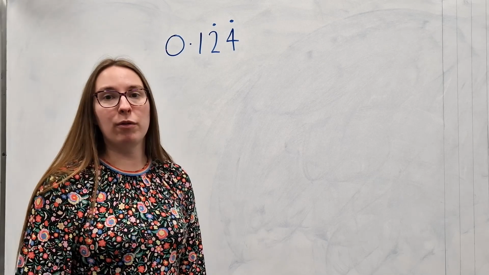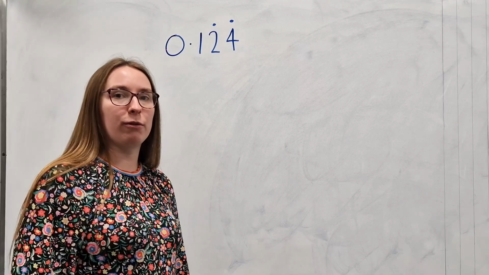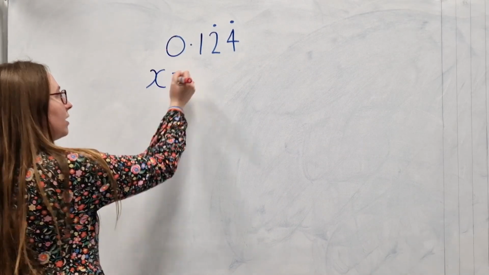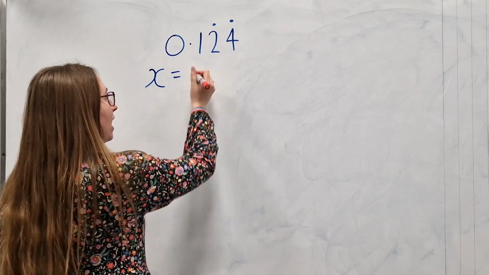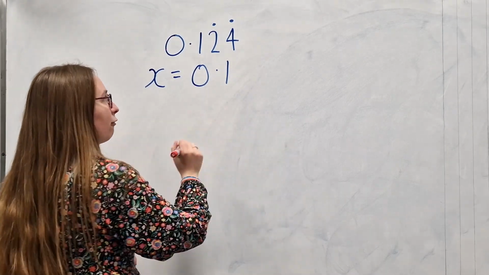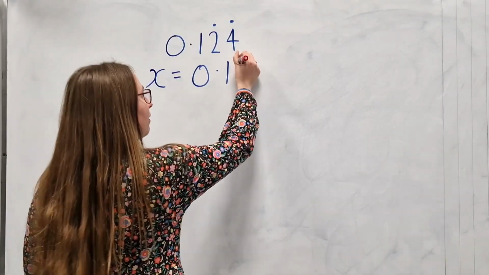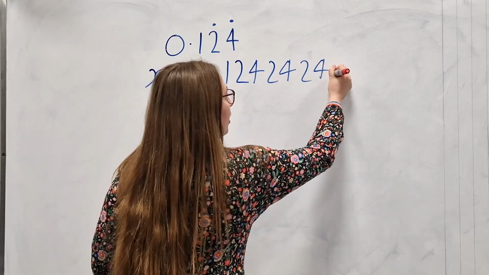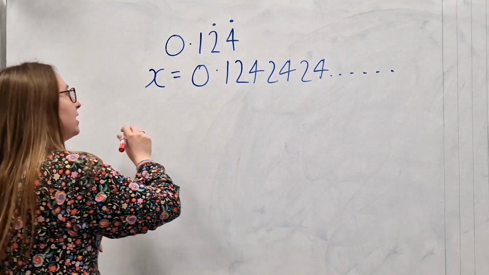So in this question, we want to convert a recurring decimal into a fraction. First off, I'm going to set my recurring decimal equal to x. I'm going to write it out fully. So 2.4 recurring means 2.424242, you get the drift, all the way to infinity.